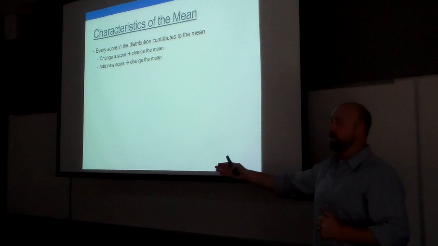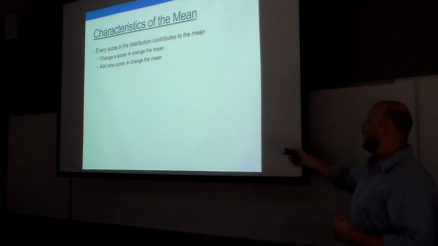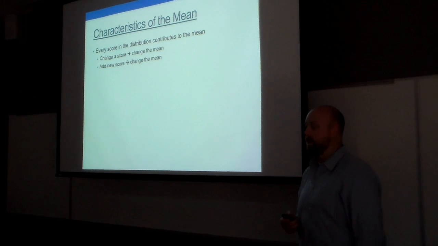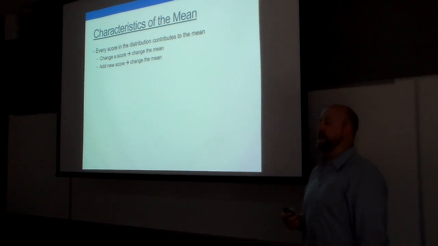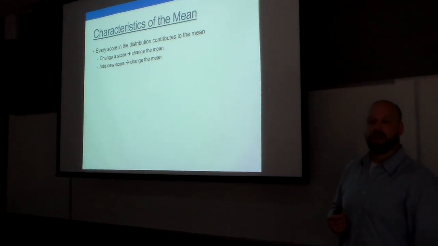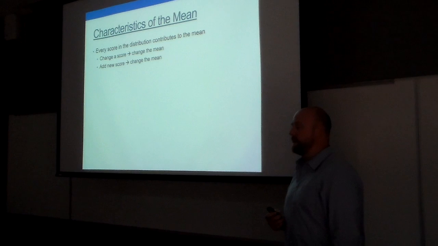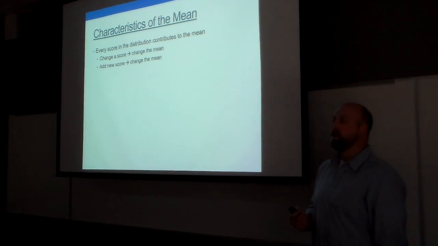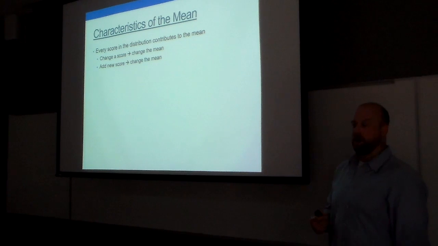If I carry that decimal out far enough, it's going to change the mean. Also, if I add a new score, it's going to change the mean. What's the only circumstance where I can add a score and it doesn't change the mean? If it is the mean, right? If the mean of my sample is 10 and I add a score that's 10, it doesn't change the mean, right? But depending on what we're measuring, that's probably going to be a rare occasion, right?